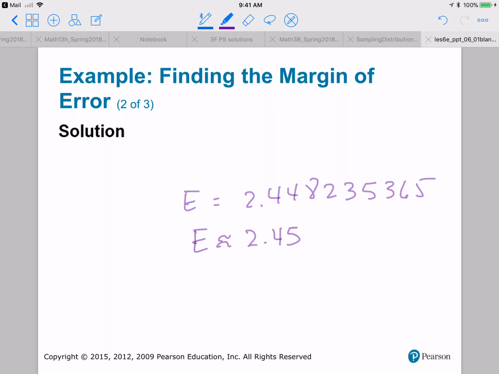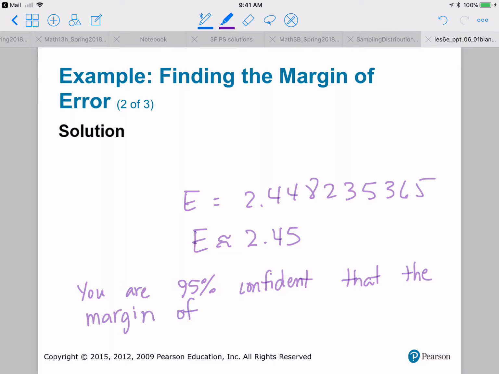And the interpretation of this is that we are 95% confident that the margin of error for mu is about 2.45 hours. Okay.